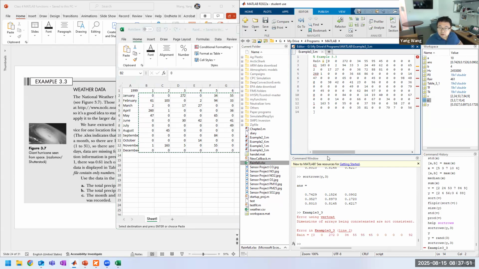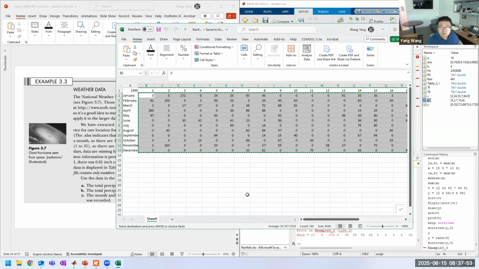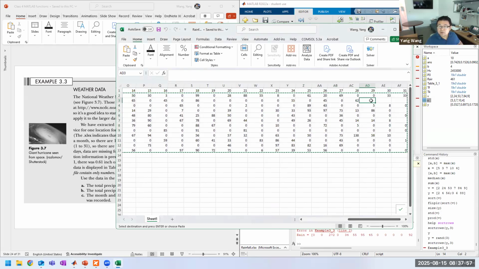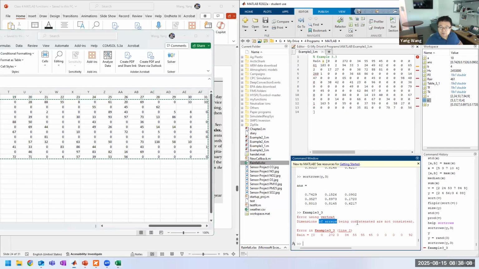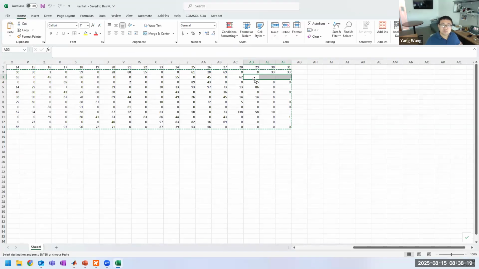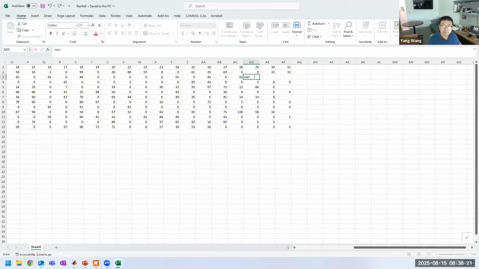So one thing that we need to pay attention to is that here, you can see that it doesn't have all of these extra numbers, right? So it's going to tell you that the dimension doesn't match. Basically the dimensions of the arrays being concatenated are not consistent. This is mainly because for the second month, February, there's no data over here. So one thing we can do is to just type in not a number.